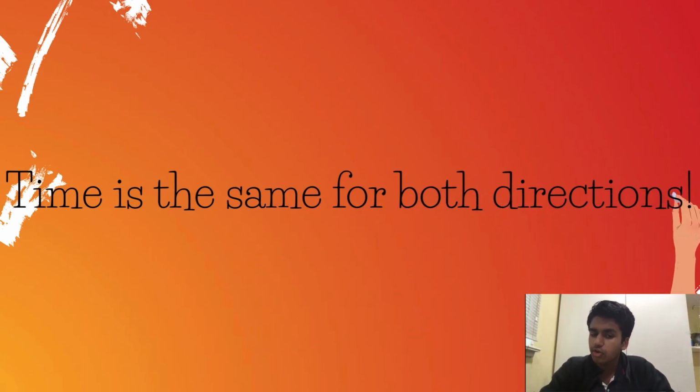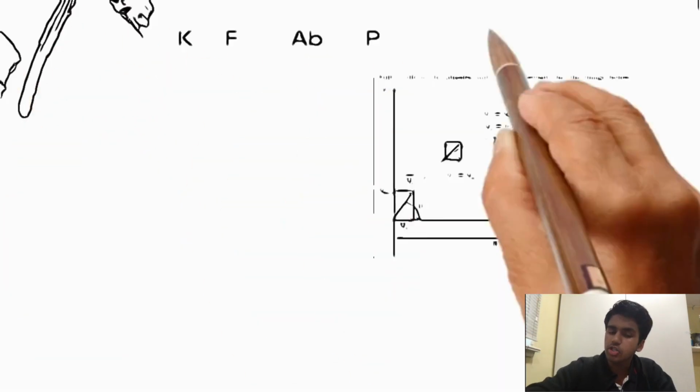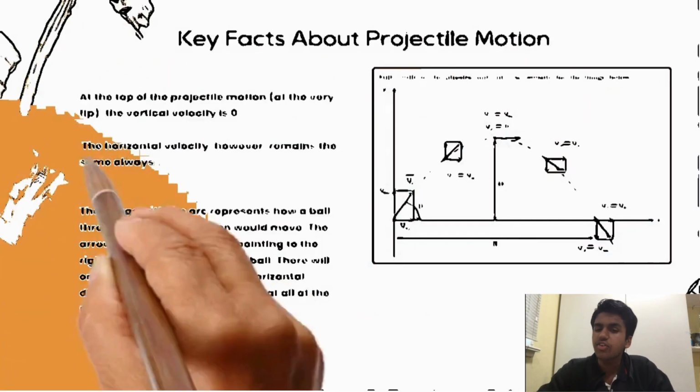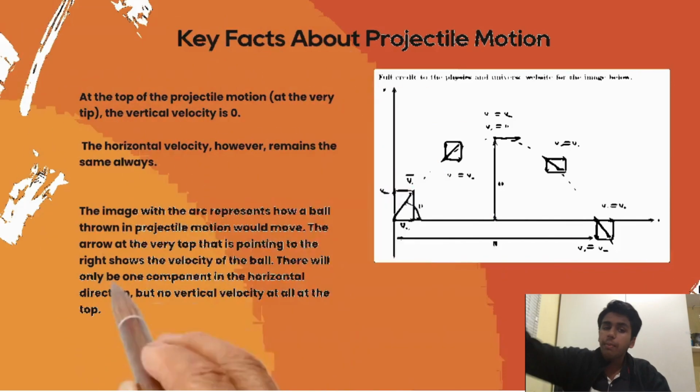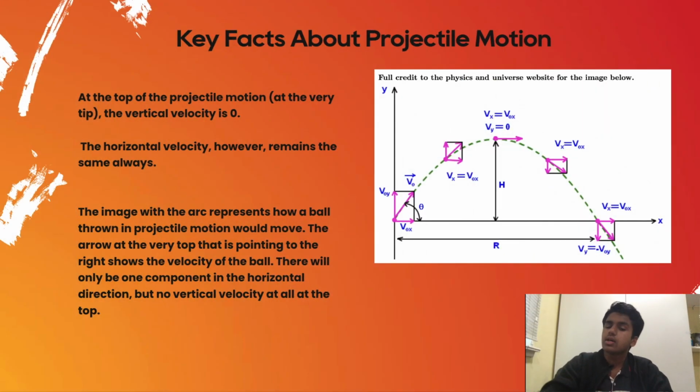Because if you solve for time, you get information about motion in the x and y direction. Now, key facts about projectile motion. At the top of the arc, the vertical velocity is 0, while the horizontal velocity is constant. And basically, the image represents a ball in projectile motion.